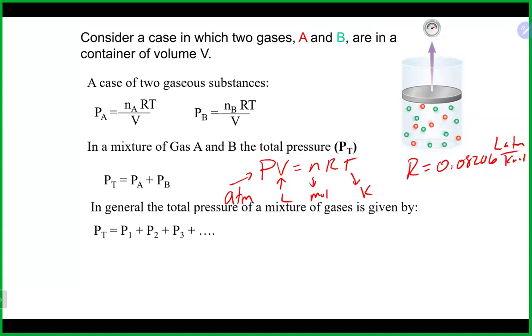And once again, the reason they all have to be in those units is actually the units associated with the gas constant. Otherwise, everything will not cancel out correctly. So you have to have everybody in those proper units.